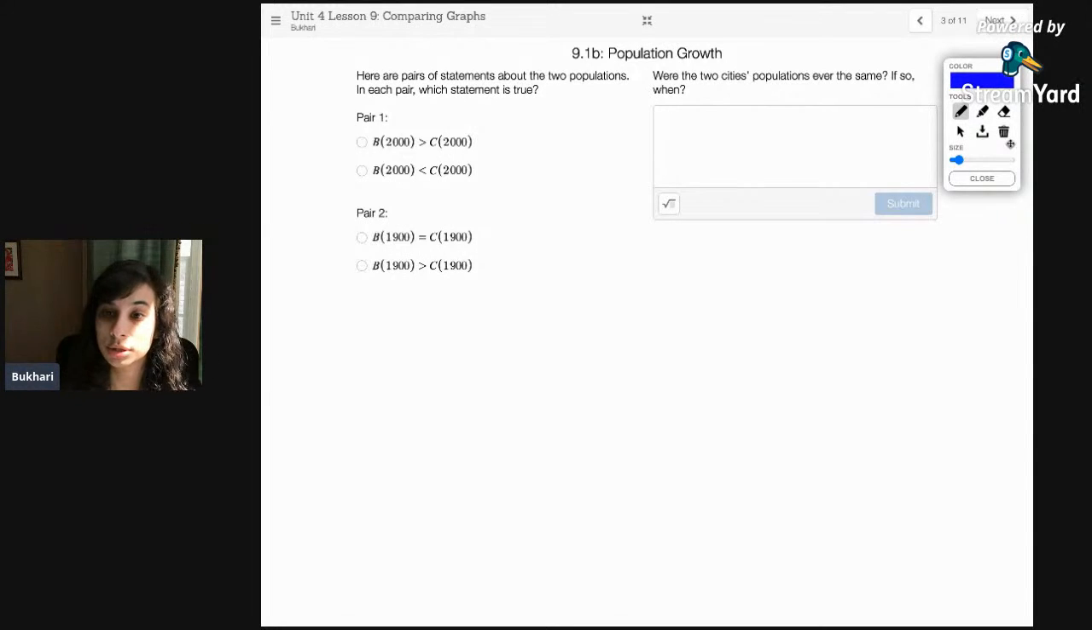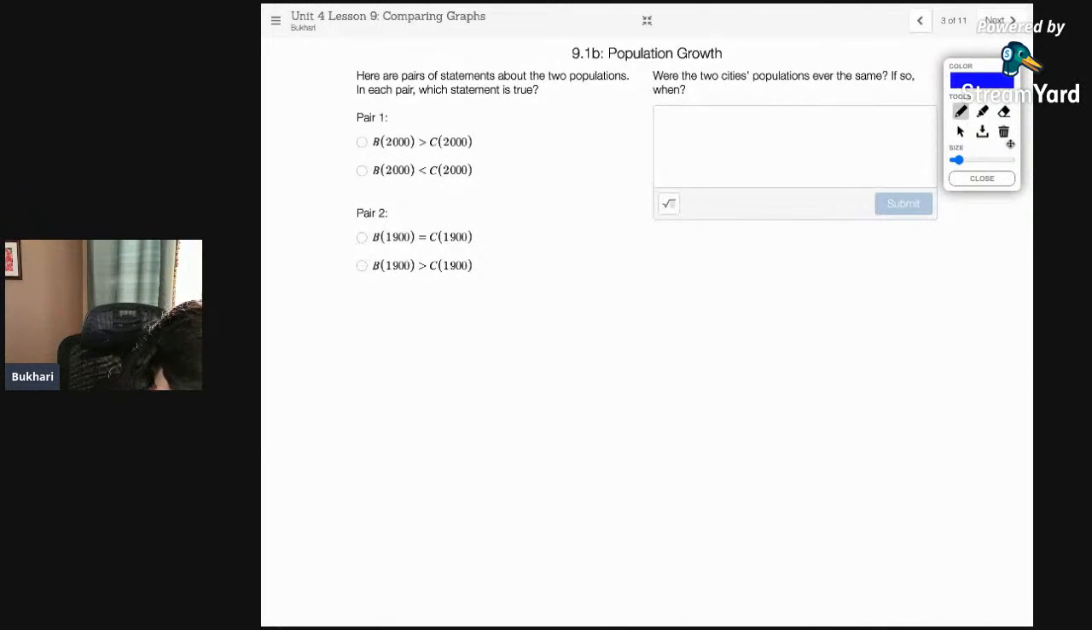How can I look at what is going on? Here are pairs of statements about the two populations. In each pair, one of these statements is true, and you want to determine which one is true. For example, for pair 1: B of 2000 is greater than C of 2000, or B of 2000 is less than C of 2000.